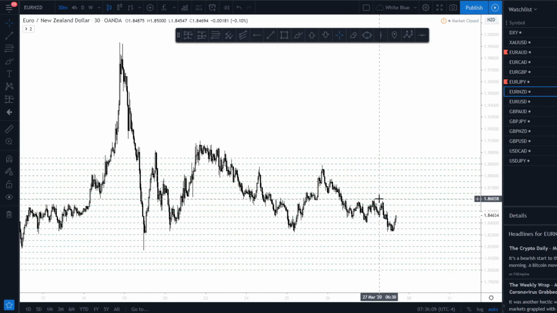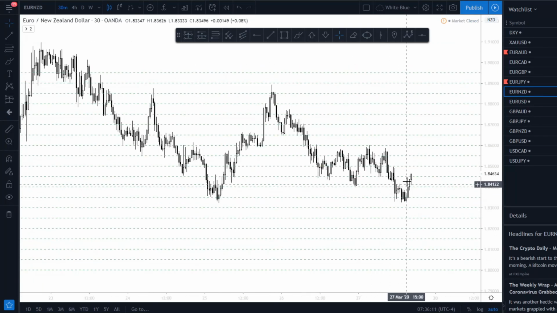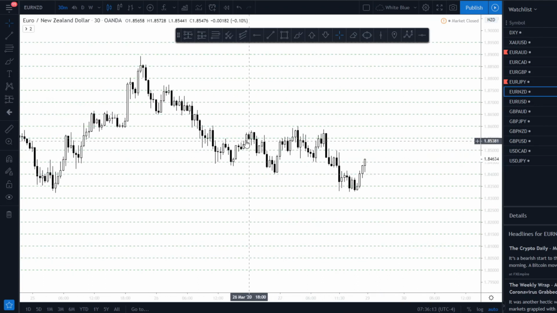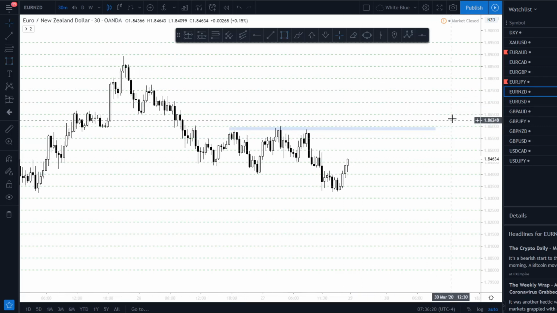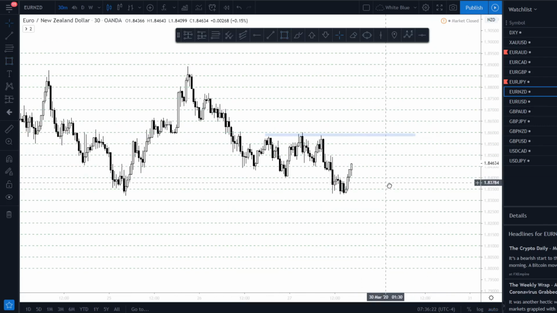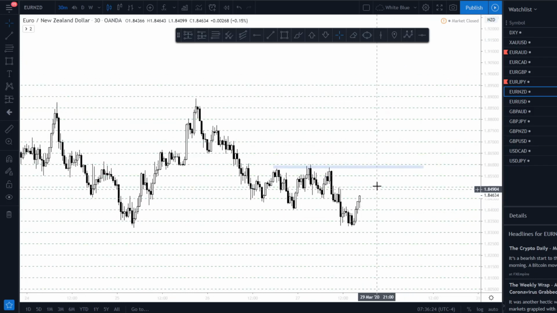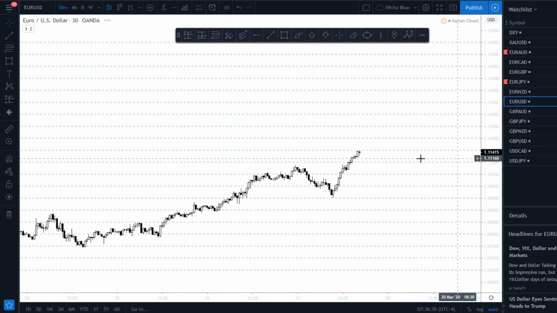I'll be looking for longs on this. So we need to basically take out these highs here first. If we can move above this and get a little bit of a retracement, then I'll be looking to get into a buy around here, possibly. But nothing on that at the moment.